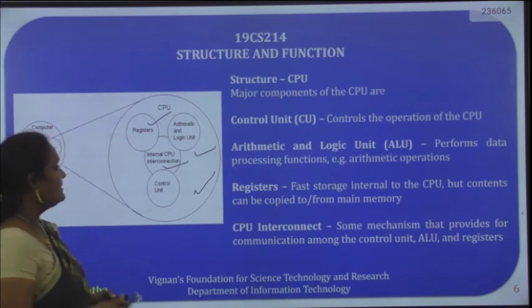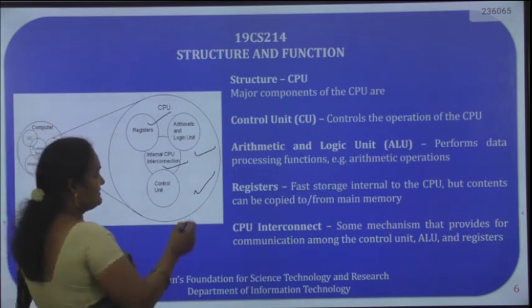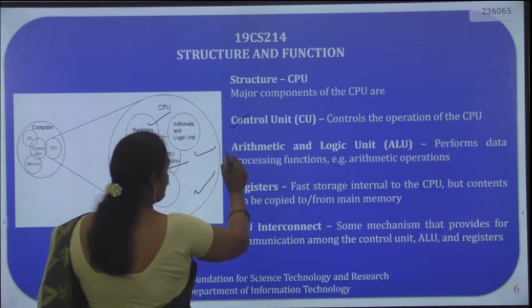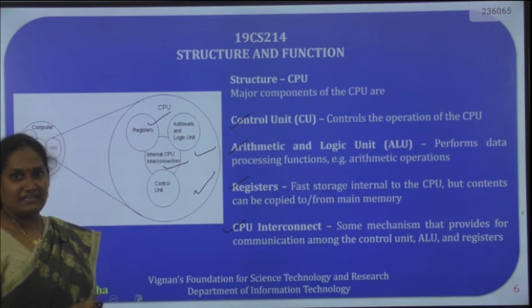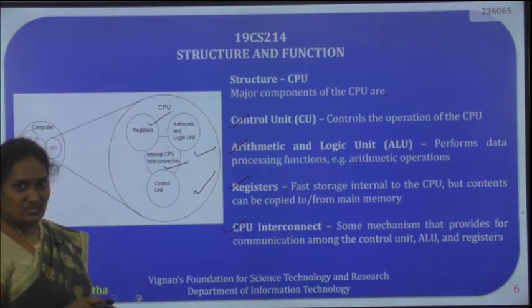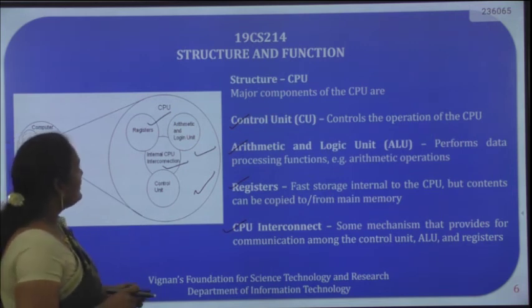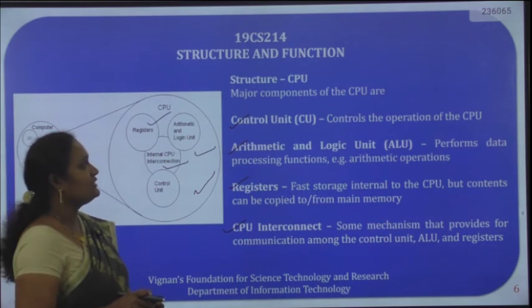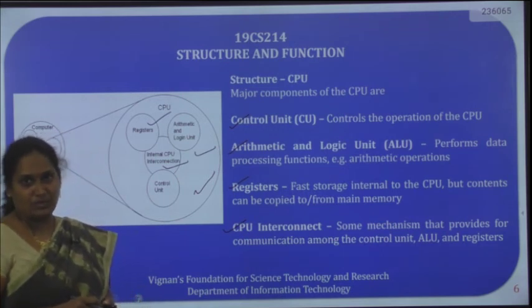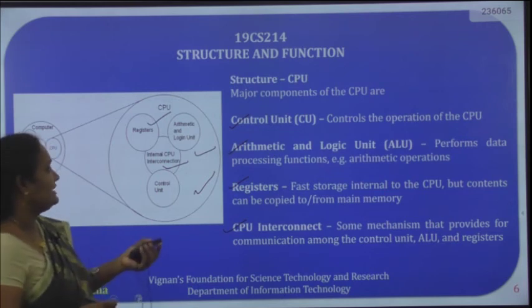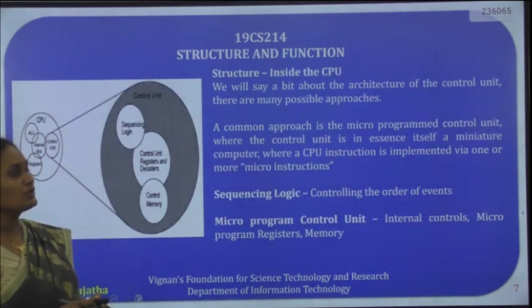So these are the various components that are present in the CPU and their functionalities. What are the various components present in the CPU? Control unit, arithmetic logic unit, various registers and internal CPU interconnection. Okay, right. So out of all these things, since the control unit controls all operations of the CPU, in the next level of hierarchy, we are going to explain about the control unit.